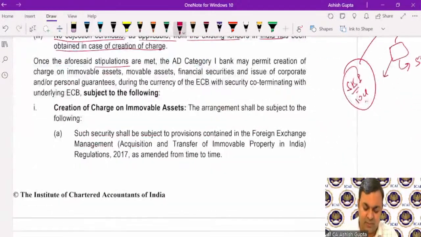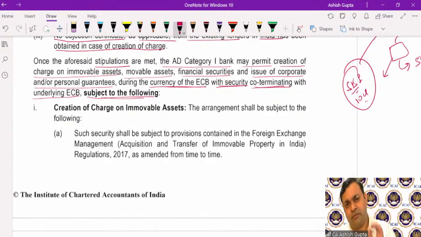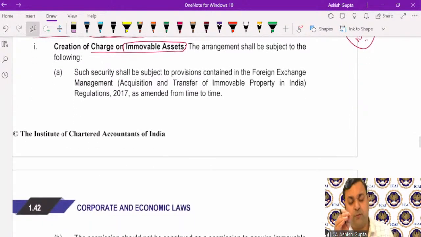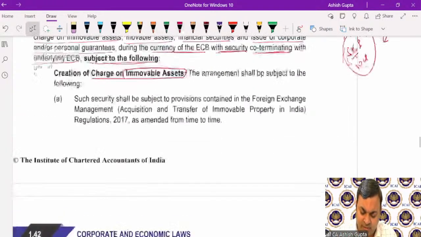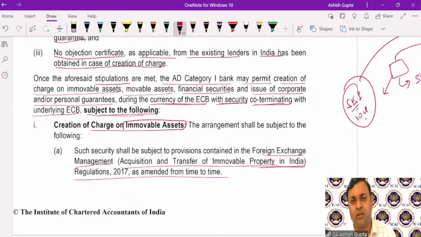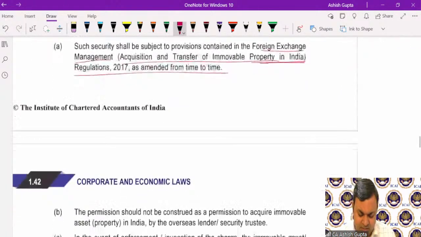Once the aforesaid stipulations are met, meaning conditions are fulfilled, the AD category 1 bank may permit creation of charge on immovable assets, financial securities, issue of corporate or personal guarantee during the currency of the ECB, with security co-terminating with the underlying ECBs, subject to the following. First, creation of charge on immovable assets. Such security shall be subject to the provisions in the Foreign Exchange Management (Acquisition and Transfer of Immovable Property in India) Regulations 2017, as amended from time to time, which you need to comply with.